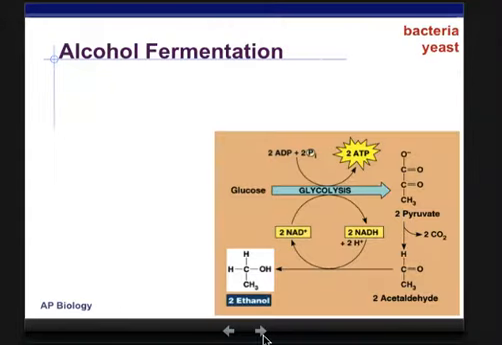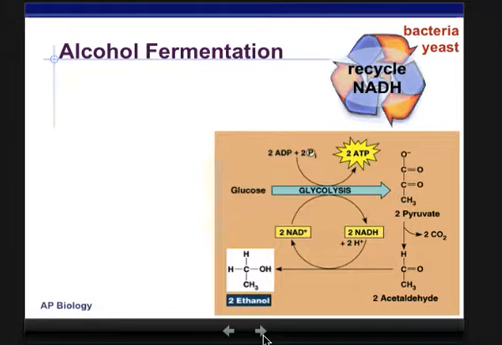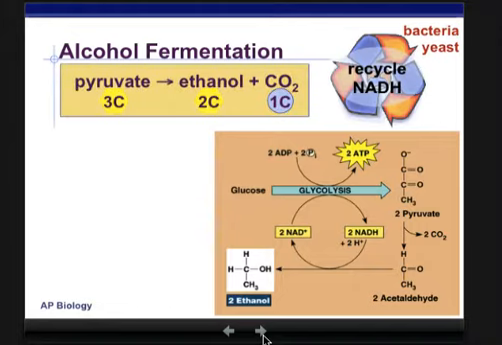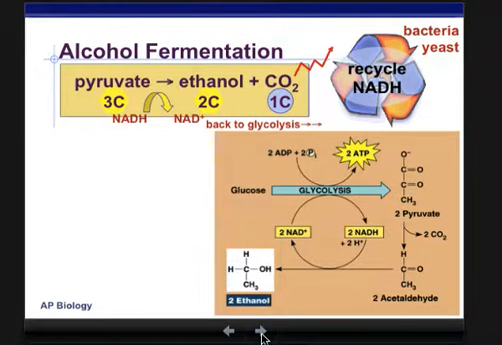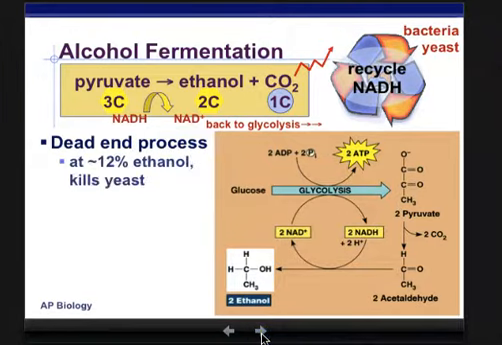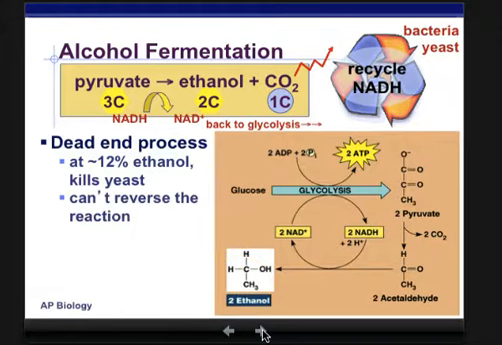So here's alcoholic fermentation, done by bacteria and yeast. Pyruvate into ethanol and carbon dioxide. It's a dead-end process. Around 12% ethanol kills the yeast, and you can't reverse the reaction.